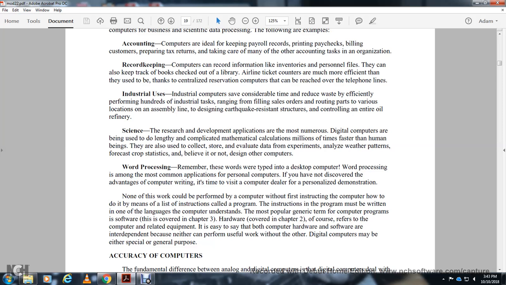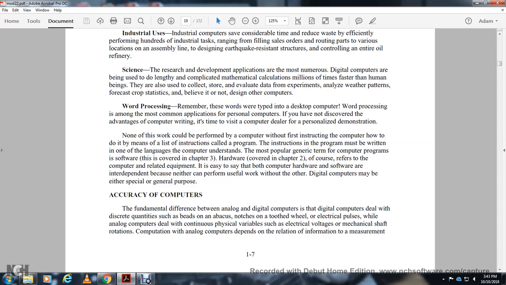It's easy to say that both hardware and software are interdependent, because of the need that can perform useful work with it. Without the other, digital computers may be analog, special, or general purpose. Accuracy of the computer. The fundamental difference between analog and digital computer.